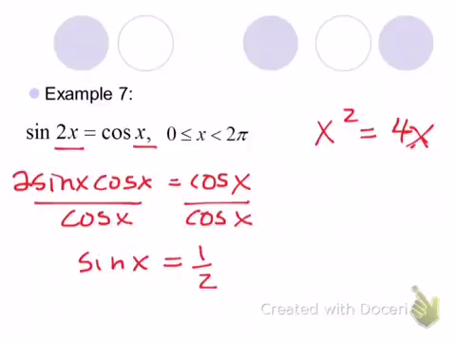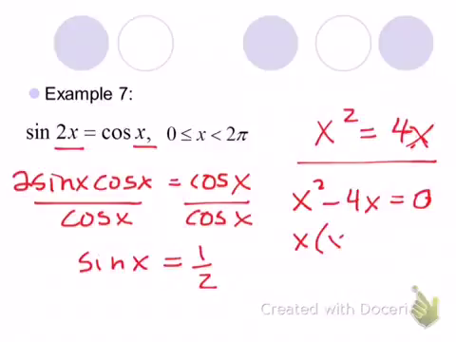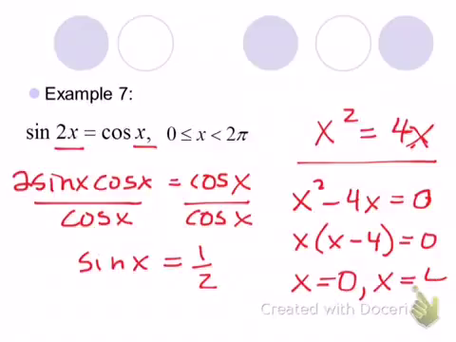How are we supposed to do this problem? No, we're not going to do the square root. We're going to set it equal to 0. Remember, in a quadratic expression, if a square shows up, we set it equal to 0. Then what are we going to do to that? We're going to factor it. X times x minus 4 equals 0. And that means our two solutions would be x equals 0 or x equals 4.